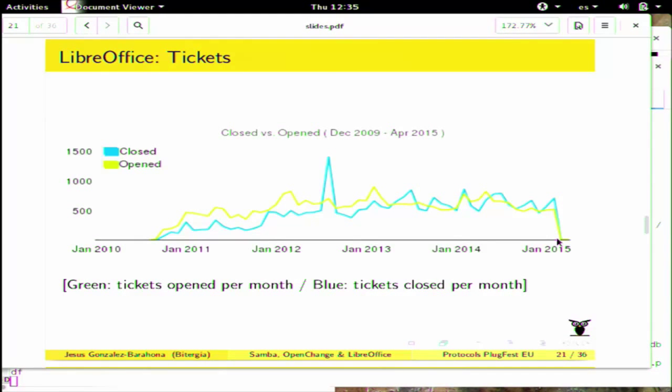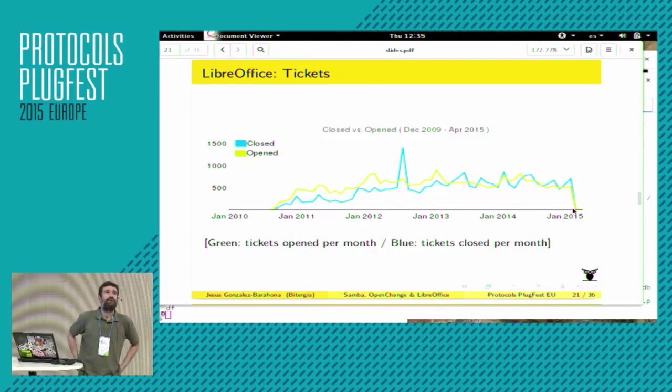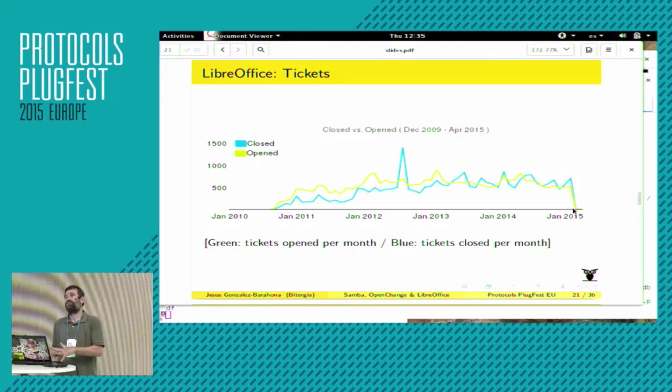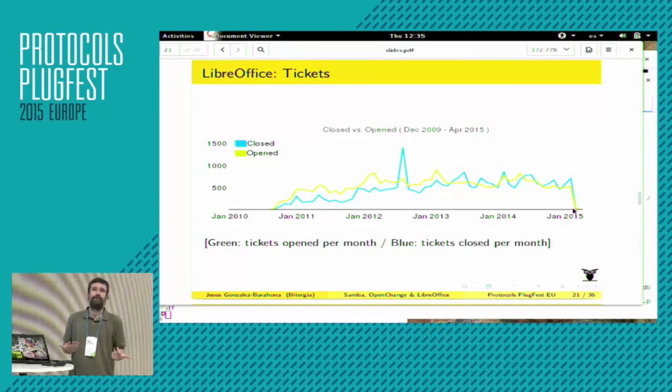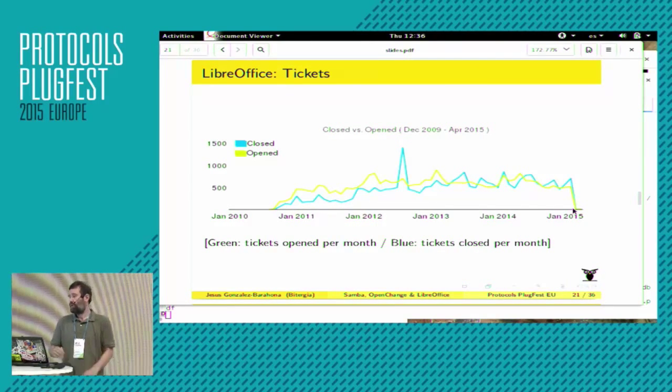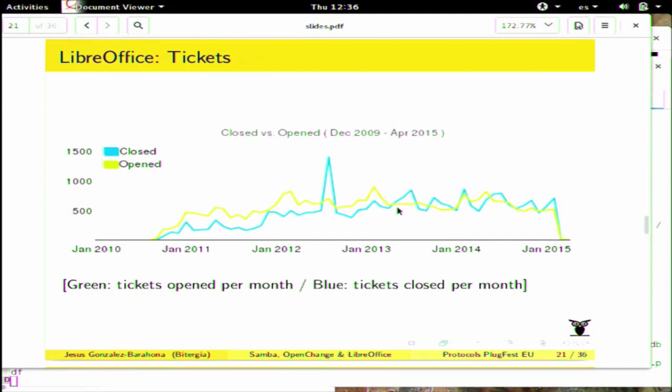Another view of tickets. Now let's come back to LibreOffice. This is how they are closing versus opening. So that means how the project is coping with new bug reports, feature requests, and so on. So here you can see that the blue line is closed, the green line is open. You can see how usually the green line is over the blue line. There are spikes like here.